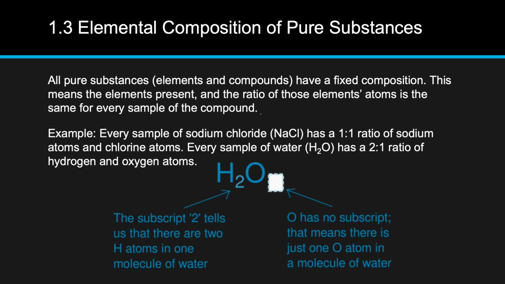So all pure substances have a fixed composition. Remember, pure substances are going to be elements or compounds in fixed ratios. This means that elements present and the ratio of those elements is going to be the same for every single sample of the compound. So for example, when we have water, water is always made up of 2 hydrogen atoms for every 1 oxygen atom, no matter where the sample comes from. It's always the same quote-unquote recipe.